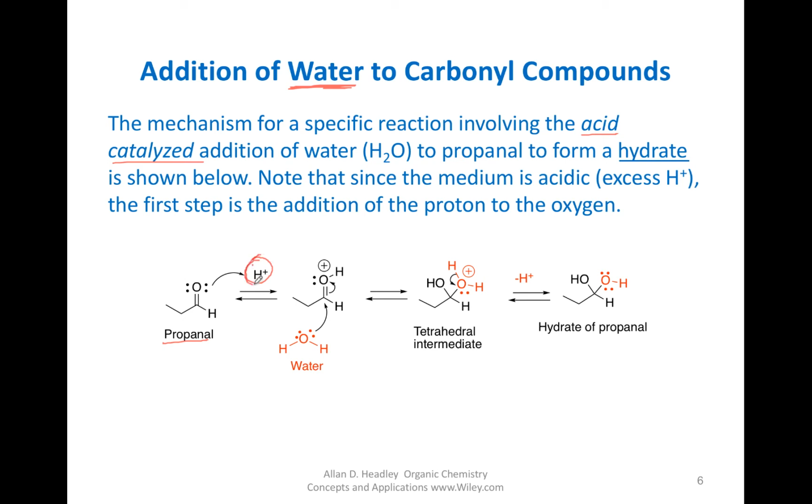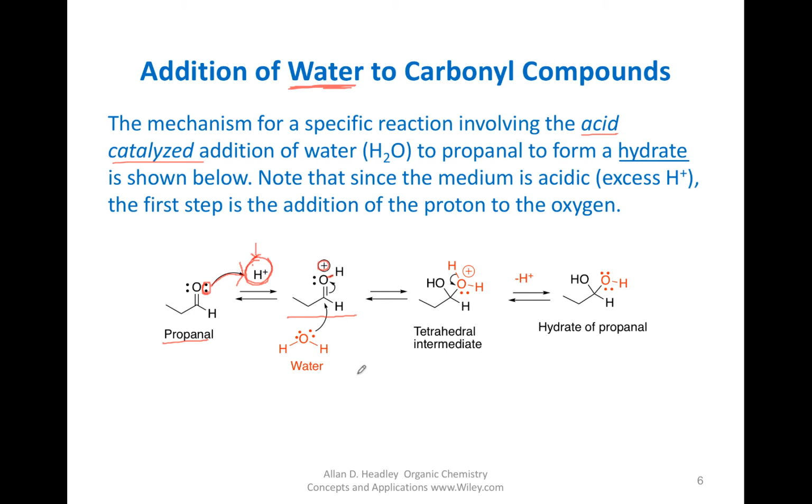If there is an excess of H+, the first step in the mechanism is that these electrons will bond to the H+, negative and positive. Notice the mechanism. We're using arrows here to indicate the electron movement to bond to H+. Here's the new bond, and here's the formal charge. So whenever we ask you to write a mechanism, use arrows to indicate electron movement and include the formal charge on the intermediate. So this is an intermediate.